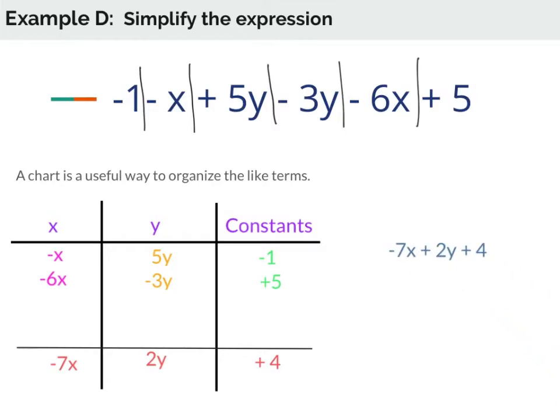And that's as far as I can go. I can't combine my x's, I can't combine my y's. This is my final answer. Negative 7x plus 2y plus 4. Let's go on to the last practice problem.